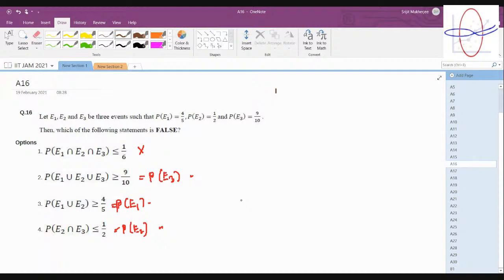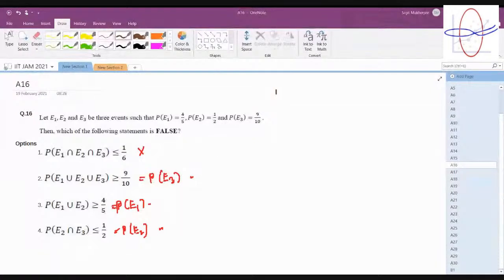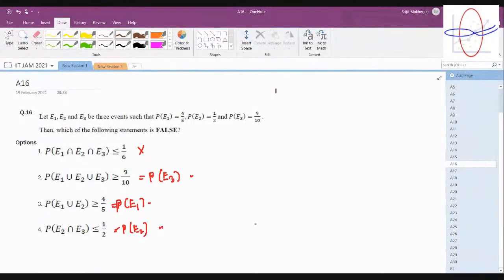Okay. So the problem given here is that E1, E2, E3 are three events with certain probabilities. Probability of E1 is 4 by 5, probability of E2 is 1 by 2, probability of E3 is 9 by 10. Which of the following results are false? Four options are given. Working with the options is one of the best ideas over here, so just try to explore the options.